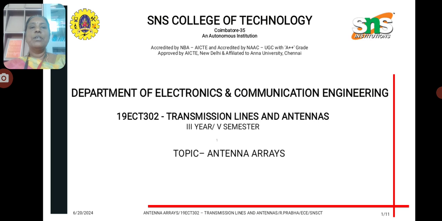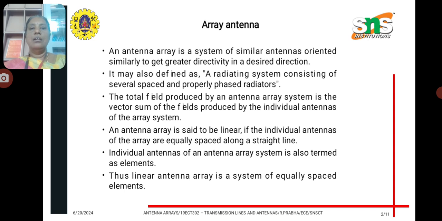In this video, we are going to see the topic antenna arrays for the course Transmission Lines and Antennas. First, we see about antenna array.